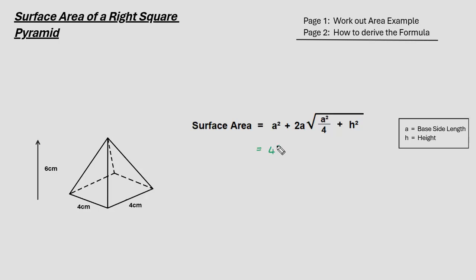So we have 4 squared plus 2 times 4, and this is multiplied by 4 squared over 4 plus the height squared, which is 6 squared. So we have 16 plus 8 multiplied by 4 squared over 4, which is actually just 4. This is adding on to 36.